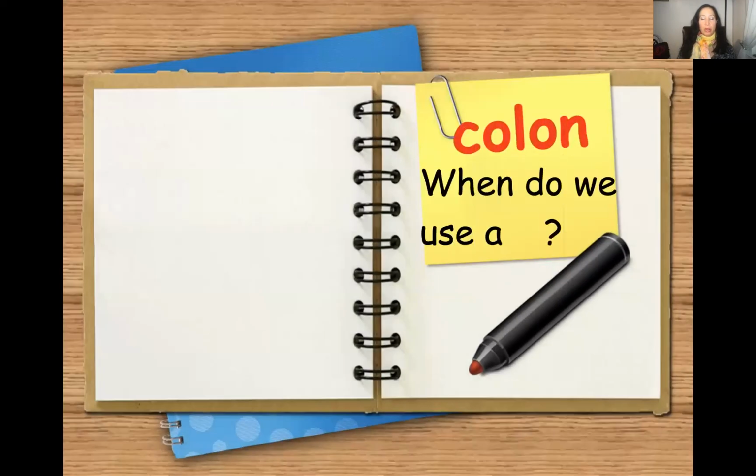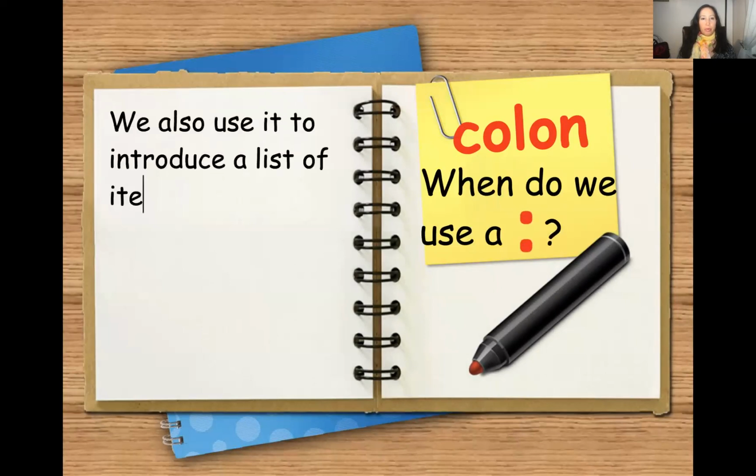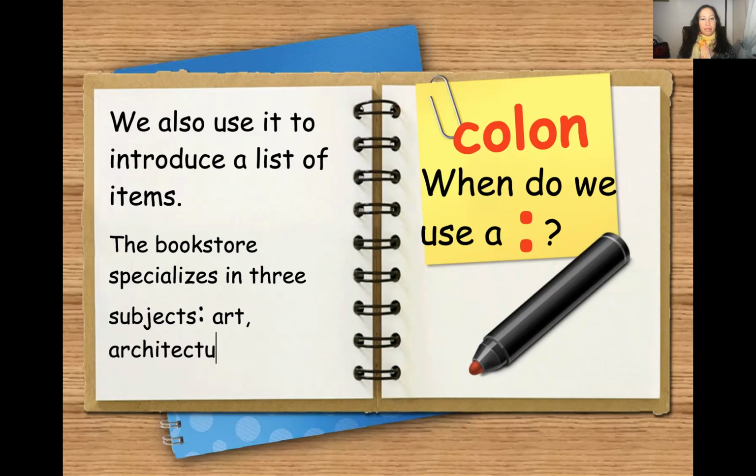When do we use a colon? We also use it to introduce a list of items. For example, the bookstore specializes in 3 subjects: art, architecture, and graphic design.